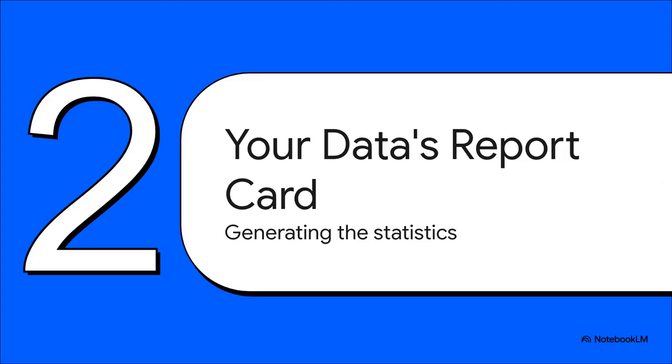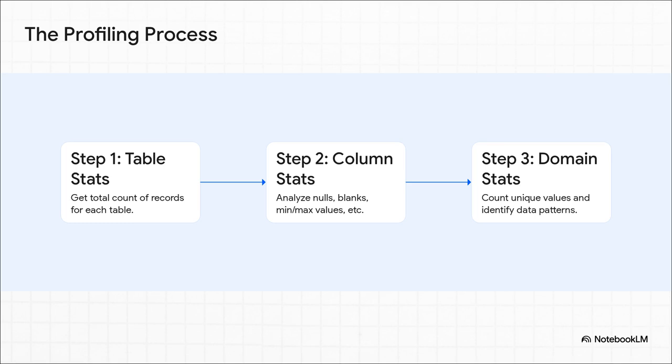So how does this thing actually work? Well, you can think of this T-SQL kit as a lab. It runs a whole battery of tests on your data, and at the very end, it spits out this incredibly detailed report card. The whole process basically runs in three main stages. First, it starts simple with table statistics, like how many records are in this table. Then it digs a little deeper into column statistics, finding things like nulls, blank values, the minimum and maximums. And finally, and this is super important, it analyzes what's called domain statistics, which identifies all the unique values and their patterns. Think, does this column look like a zip code, or maybe a phone number?